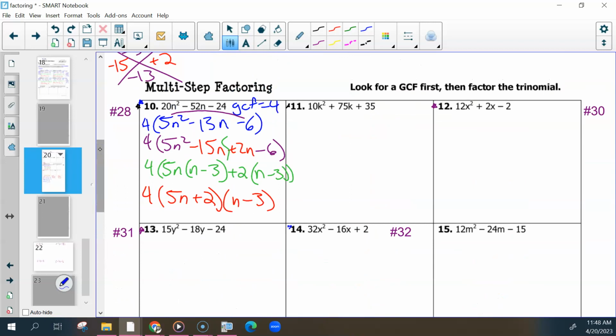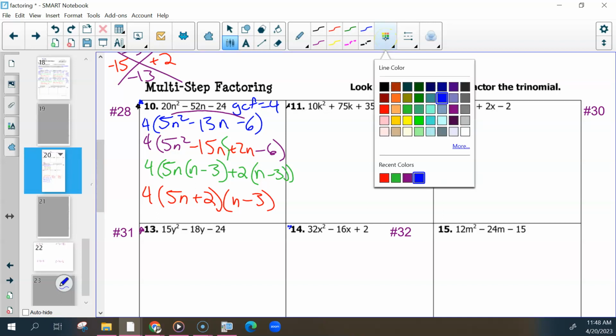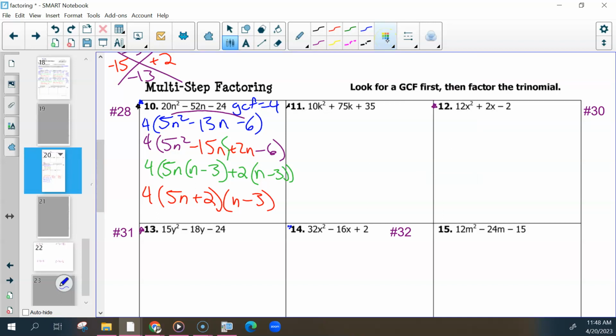We're going to do 11 and then one other thing related. Okay. Does 11 have a GCF, and if so, what is it? 5. If you divide everything by 5, what's left?